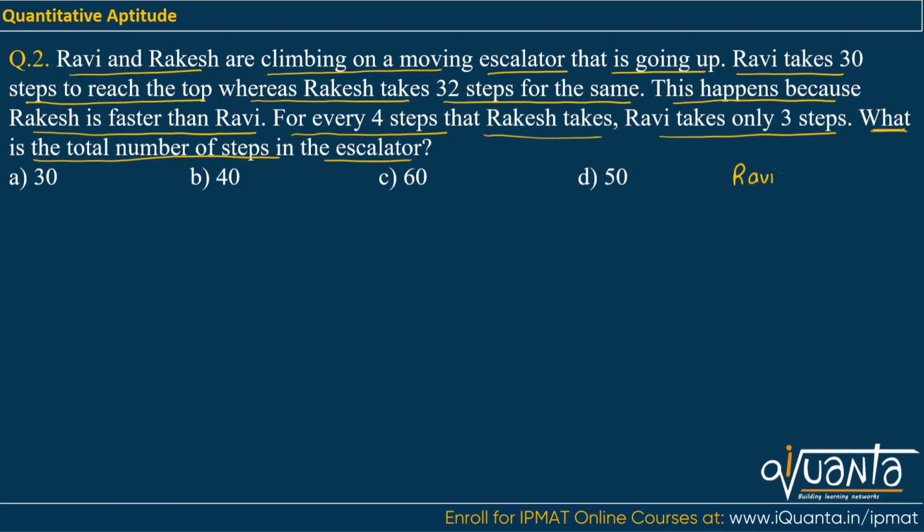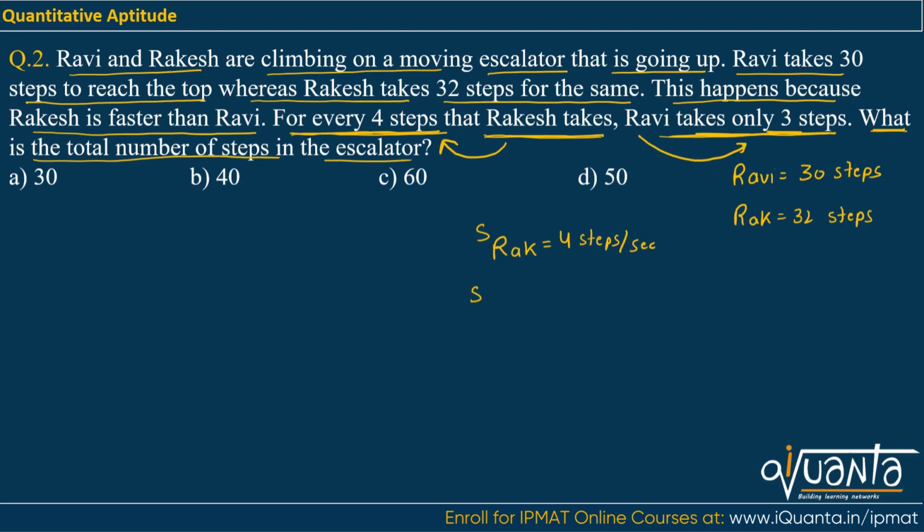So Ravi is taking 30 steps while Rakesh is taking 32 steps to reach the top. Now we were given here that for every 4 steps that Rakesh takes, Ravi takes only 3 steps. That means we can say that in 1 second Rakesh is taking 4 steps, then in that 1 second Ravi will take only 3 steps. So I can say that the speed of Rakesh can be written as 4 steps per second, while the speed of Ravi can be taken as 3 steps per second.